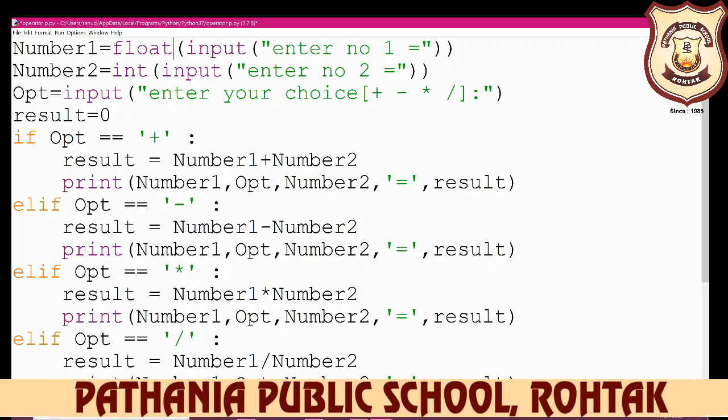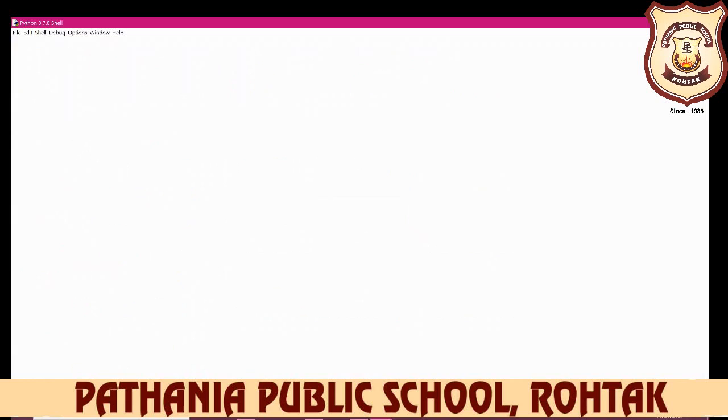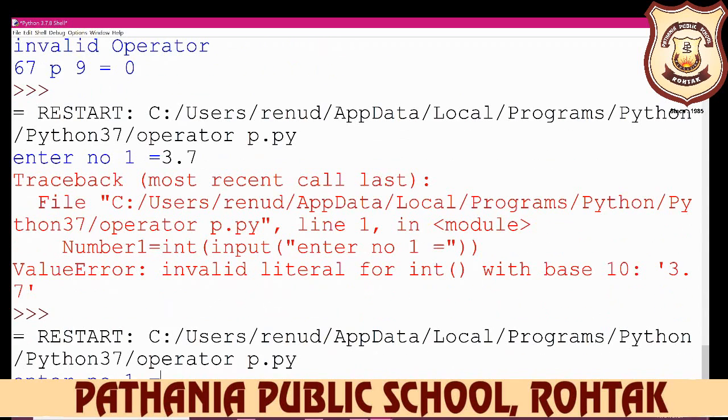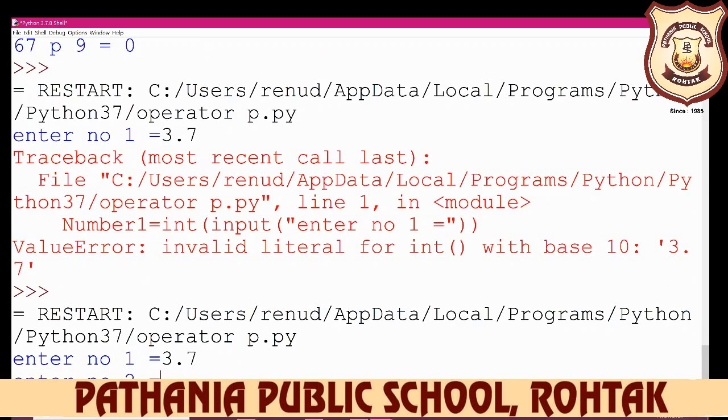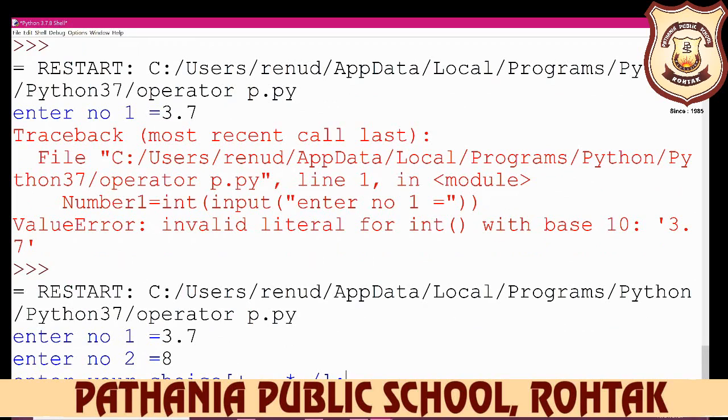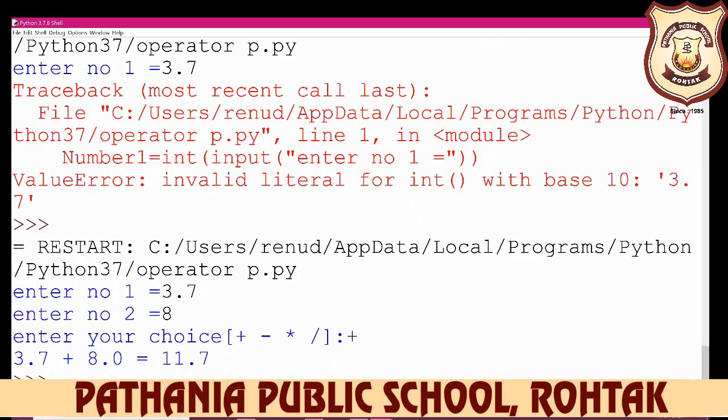And for example my second number is also a decimal, so you write down float here, and now you run it. Click OK, and now you enter 3.7. So you have taken it. Okay, after that we write down 8, and then we write down the plus operator, and here is the answer: 3.7 plus 8.0 is equal to 11.7.